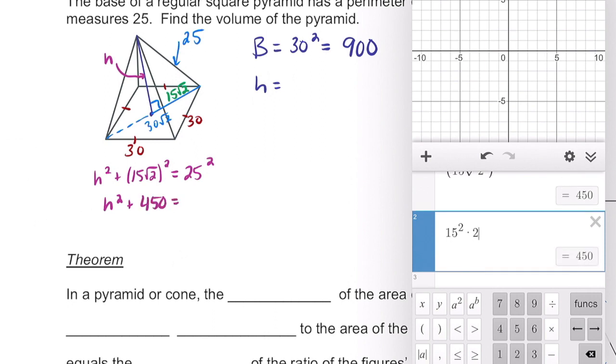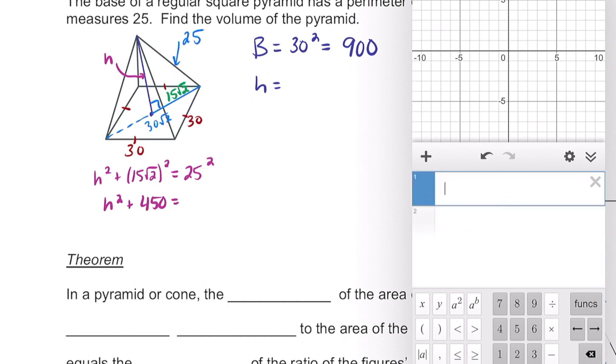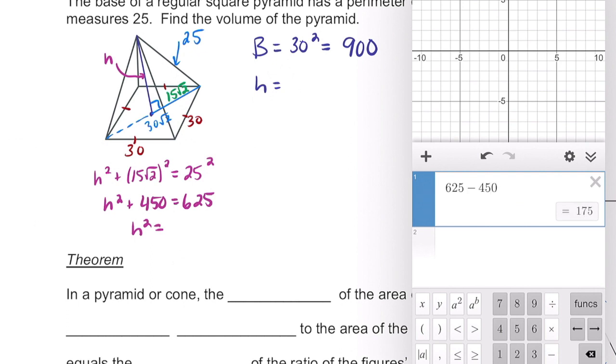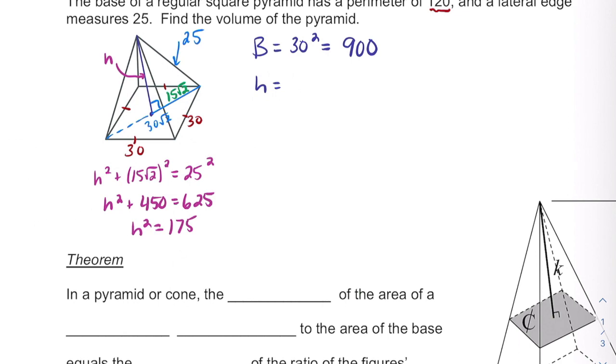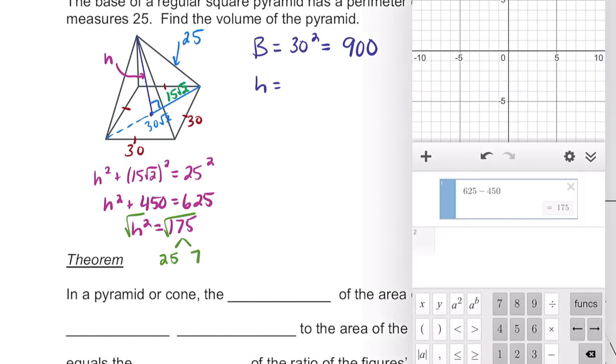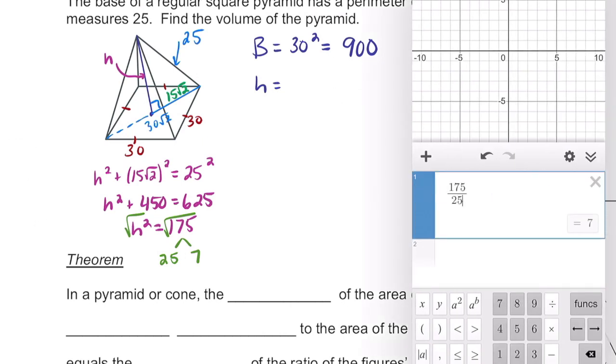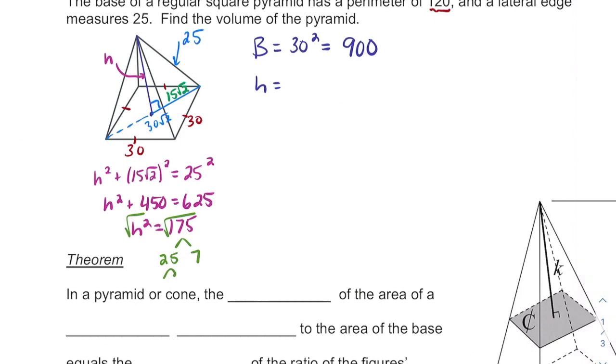450 equals 25 squared, which is 625. So that gives us h squared is equal to 175. And then as we go to square root this, we can make a factor tree. I think of that as 25 times 7. Let's just double check that here. 175 divided by 25. Yeah, 25 times 7. So that's 5 and 5.